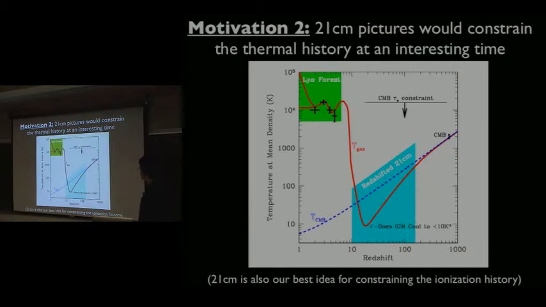The second motivation is that 21 centimeter constrains the thermal history of the universe at an interesting time. The red curve is just a toy model for what the temperature history of the universe after redshift 1000 could look like. This model has been constrained at low redshifts with the Lyman alpha forest, and there are essentially no surprises there. We find that the IGM has a temperature of order 10,000 Kelvin, which is basically what you expect from photoionized gas. The universe at redshift lower than 6 is photoionized, and so no surprises.